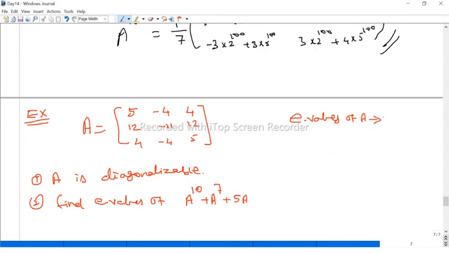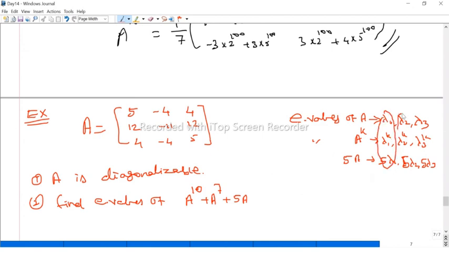Suppose the eigenvalues of A are lambda 1, lambda 2, and we take 3 only for the simple case: lambda 1, lambda 2, lambda 3. Then we know that the eigenvalues of A power k are lambda 1 power k, lambda 2 power k, lambda 3 power k. What are the eigenvalues of 5 times A? You just multiply 5 to each term: 5 lambda 1, 5 lambda 2, 5 lambda 3. Now just add term by term, correspondingly.